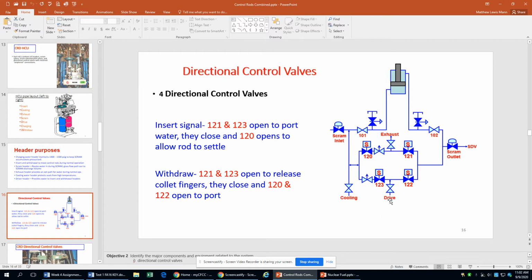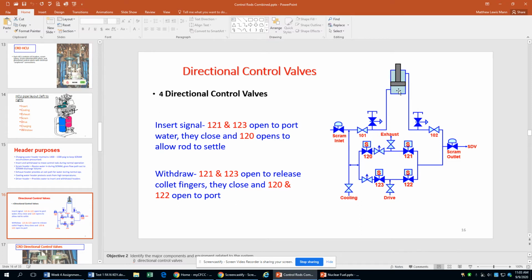So the water is going to come in this drive header, and then it sees 2 closed valves. So if I want the control rod to go in, I'm going to open the 123 and the 121. So those 2 valves are going to go open. So now the water can go left. It comes here, and it's going to go towards the control rod because there's a lot of pressure here. It can't go this way. So it's going to push up. It's going to go through this 101 that's always open. And this is just a valve that we can control by hand. And you can actually see it on the picture.